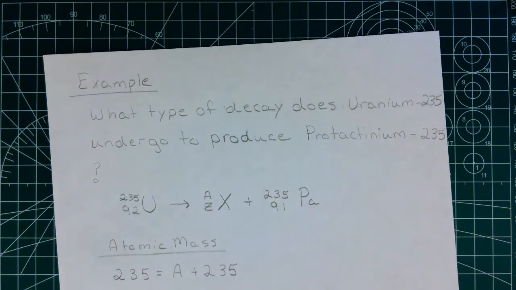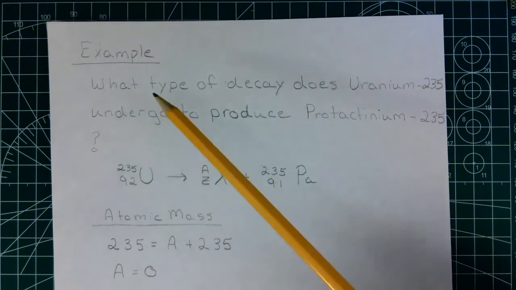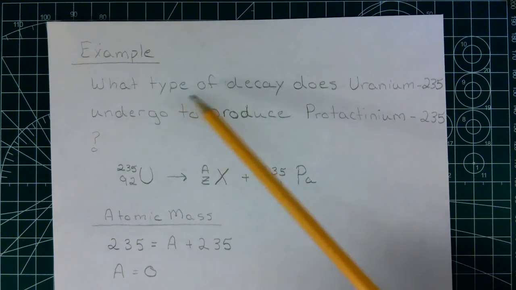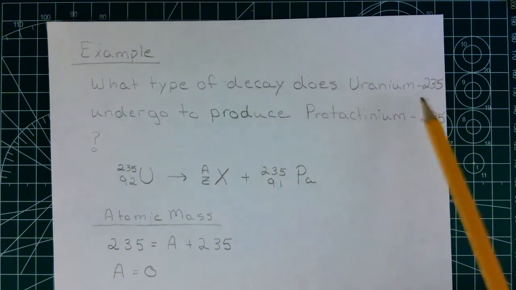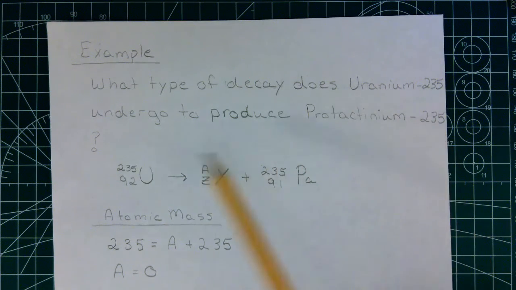Another way that we can formulate these types of problems is to not ask you what nuclide is going to be formed, but instead what kind of decay is happening. So in this example, we say, what type of decay does uranium-235 undergo to produce protactinium-235?